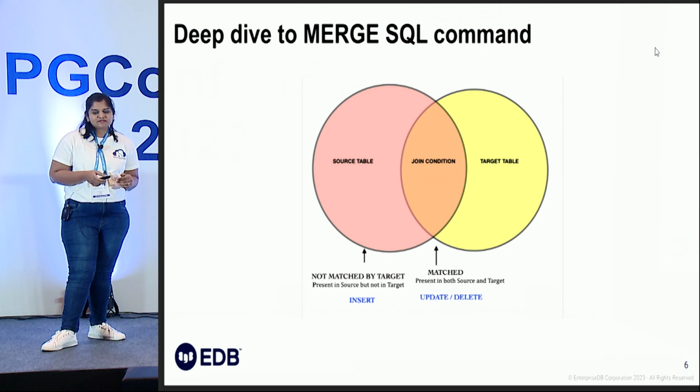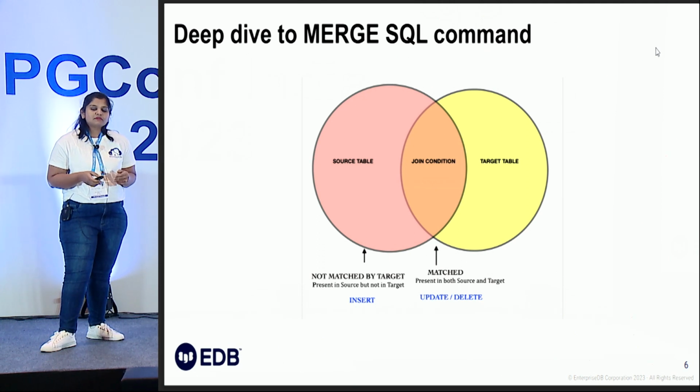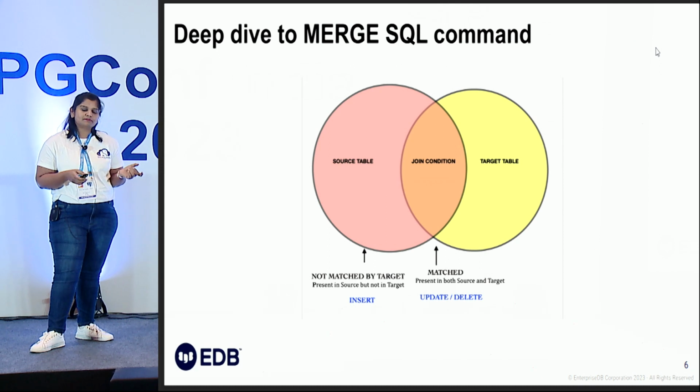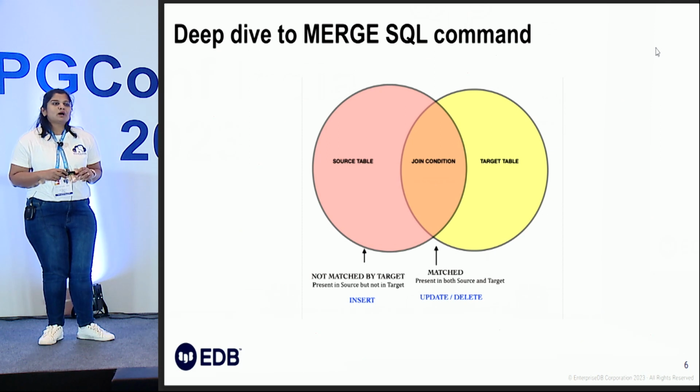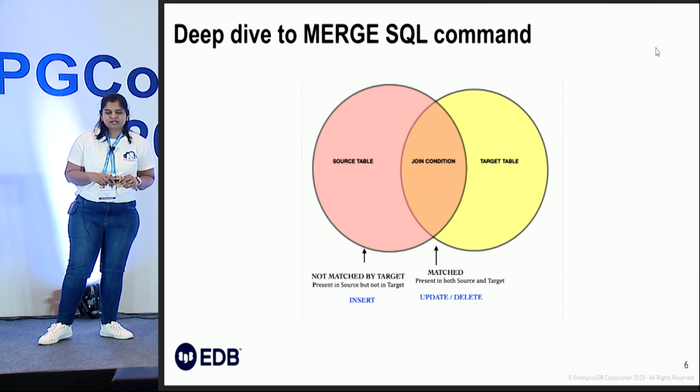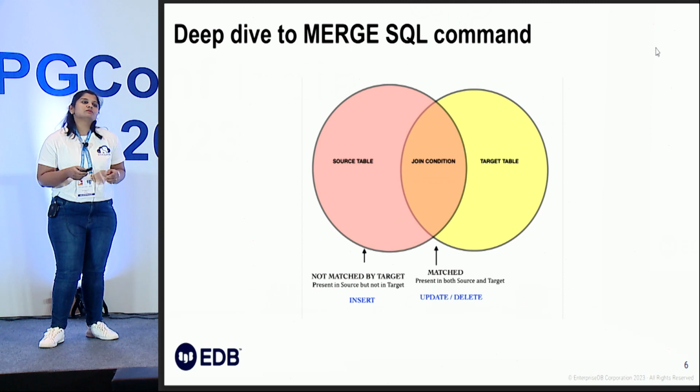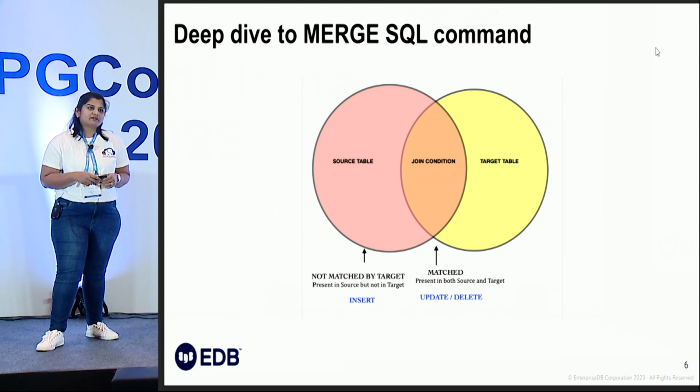The second set is the not matched set. These are the rows in the source table that do not have a matching record in the target table. For these records, merge allows you to insert them into the target table. So merge gives a wide range of functionalities and flexibility. It's up to you how you want to design your merge statement to suit your requirement.